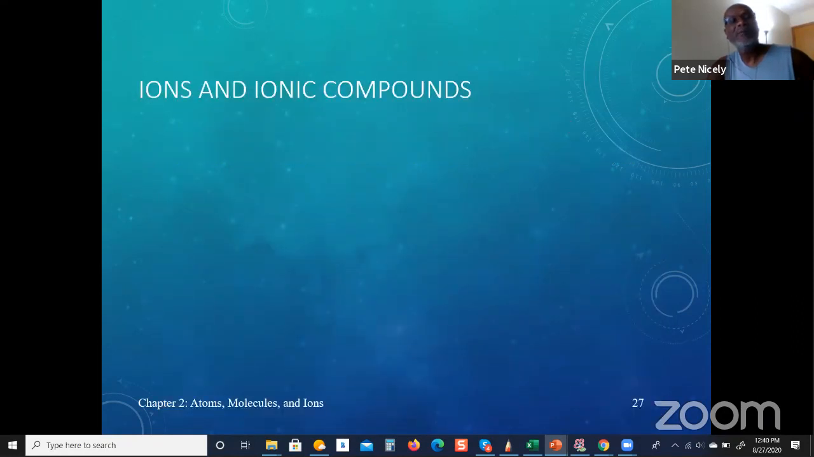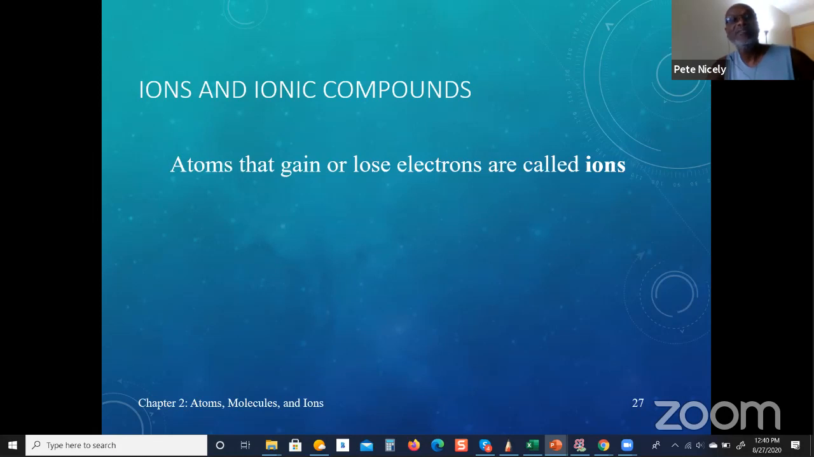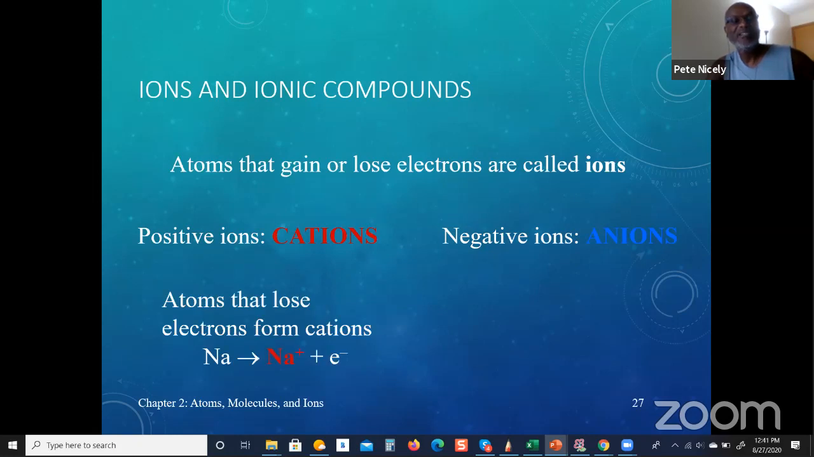Now, the rules are a bit different when it comes to binary ionic compounds. But before we go into naming them, let's refresh our memory about how ions are formed. Ions are formed, of course, when atoms either lose or gain electrons, all right? So the positive ions are known as cations, the negative ions are known as anions, and therefore, here's an example.